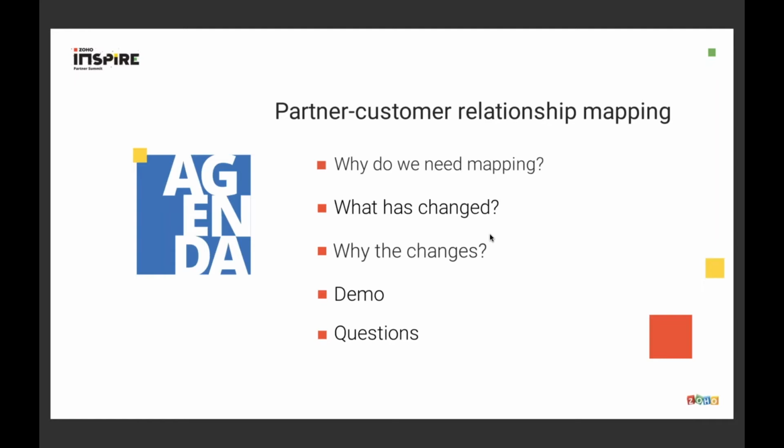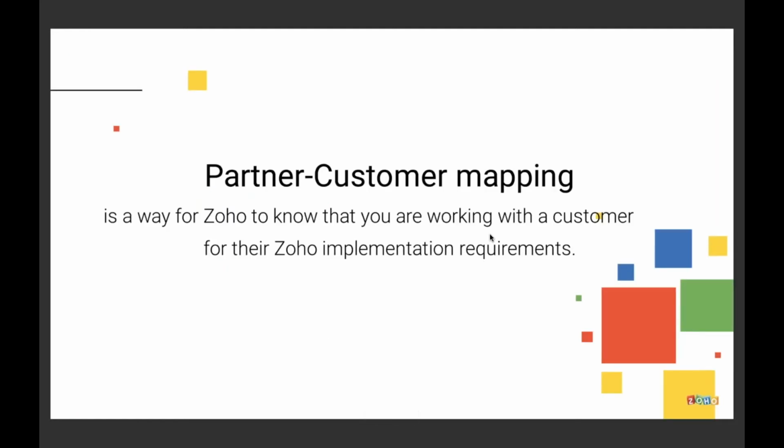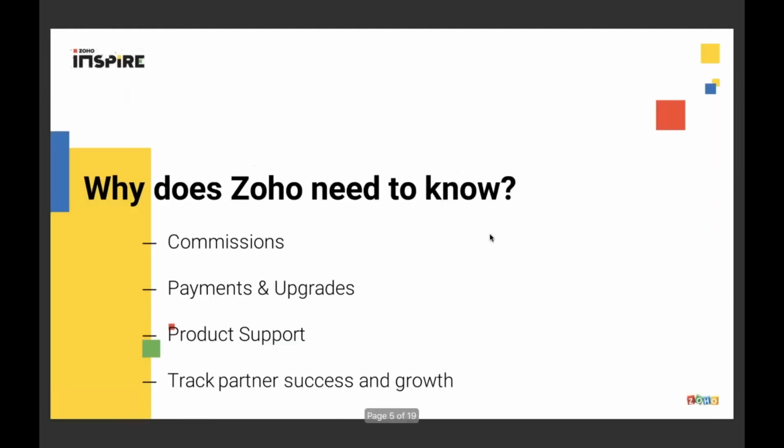So let's get started. Partner customer mapping is a way for us to know that you're working with a customer and you're helping them with your Zoho implementation. Why do we need to know about this? Well, some of these reasons are quite basic. The most relevant one being commissions. We want to know that you're working with a customer so that we can pay out your relevant commissions.